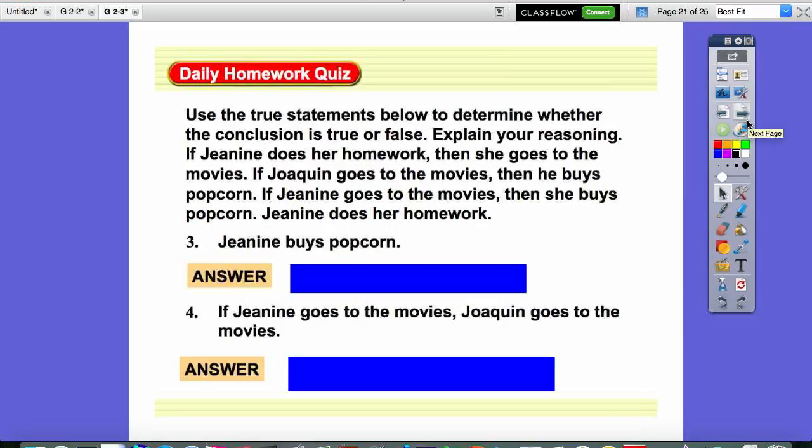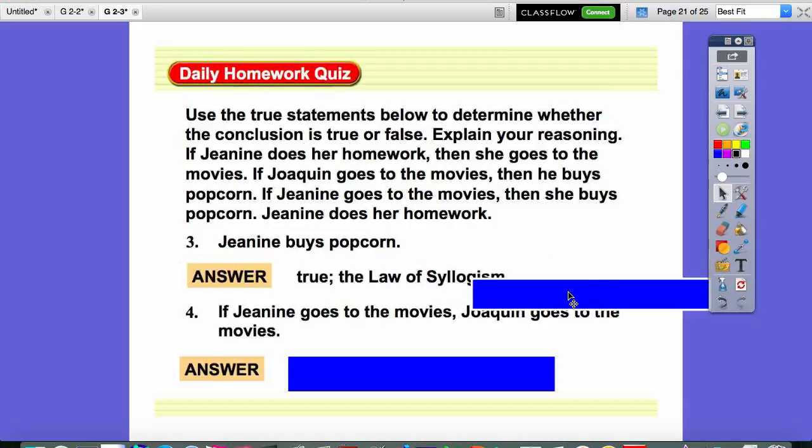Use the true statements below to determine whether the conclusion is true or false. Explain your reasoning. If Janine does her homework, then she goes to the movies. If Jaquan goes to the movies, then he buys popcorn. If Janine goes to the movies, then she buys popcorn. Janine does her homework, so she did her homework. Therefore, she's going to the movies. Therefore, she is buying popcorn.